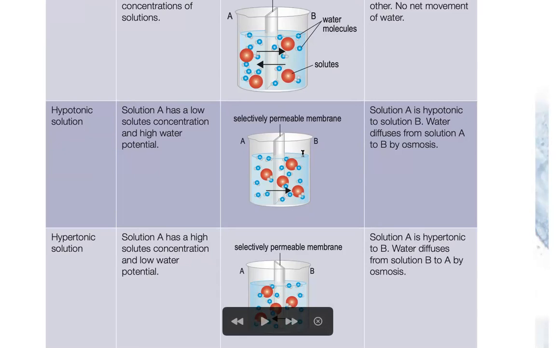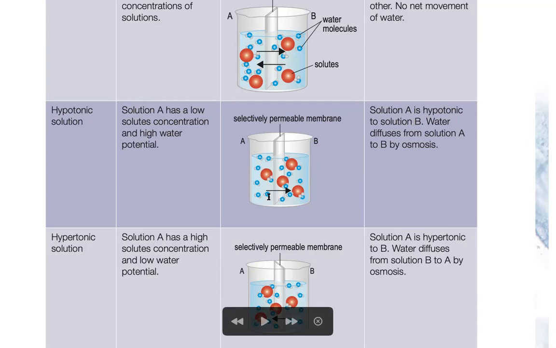So A dengan B ni siapa yang lagi banyak molekul air? Mestilah A kan? Sebab apa A ada banyak water molecule? Sebab dia ada kurang solute. Maksudnya dia cair. Yang ni pekat. Sebab apa pekat? Sebab dia ada banyak solute. So sebab tu dia cakap solution A has a low solute concentration and higher water potential ataupun higher water concentration. So I would say solution A is hypotonic to the solution B.